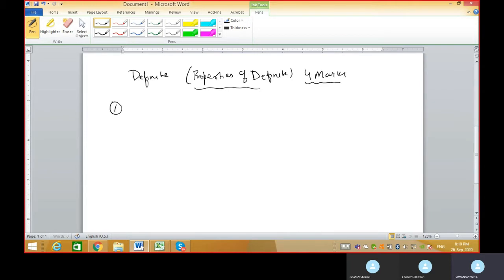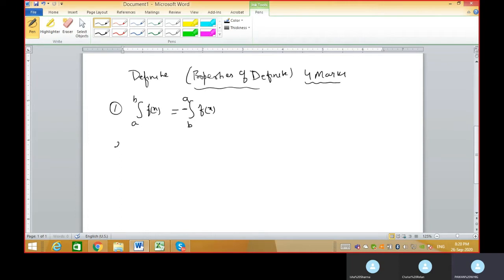Okay, the property number one. We already know the definite integral is the integral where there is a lower limit and an upper limit. So this is a and b, and the function is like f(x). The very first property is that whenever you interchange these limits, you replace a with b and b with a, then your integral will be negative. This is the very first property, and I think it is very easy to understand.